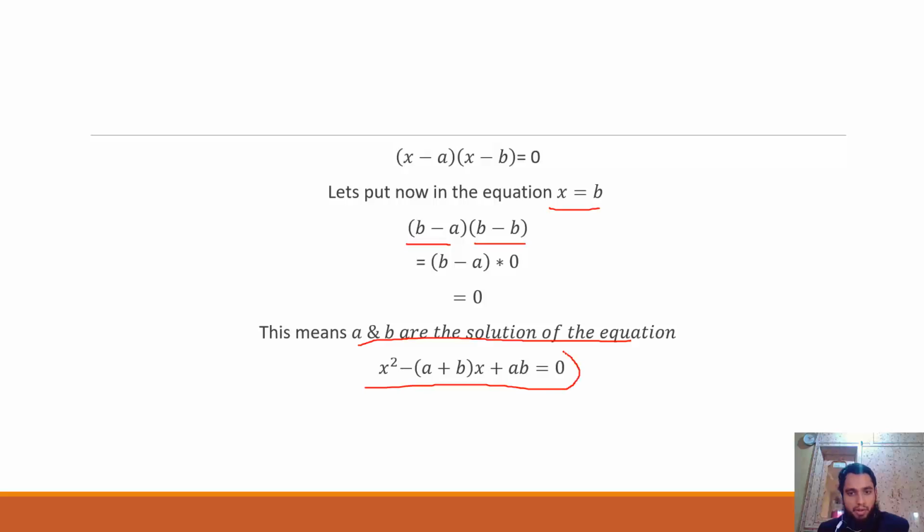This is the method of factorization, in which we break the polynomial into two factors. Once we have these two factors, putting x is equal to a gives us 0, and putting x is equal to b again gives us 0.